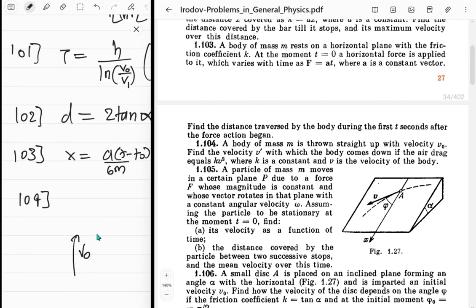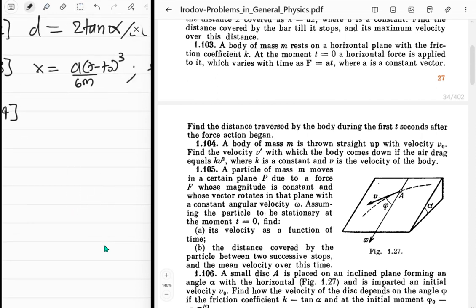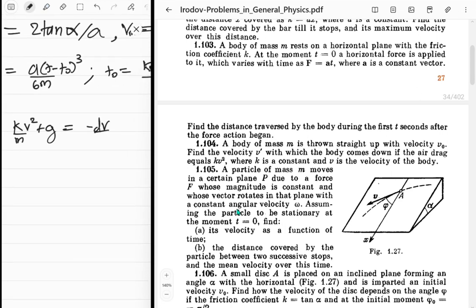This will be a 2k's problem, right? Fine. So while going up, what's the equation of motion? What's the deceleration in this case? That will just be equal to kv squared upon m, plus g, since it's adding with it, and that is equal to negative dv upon dt, I guess.